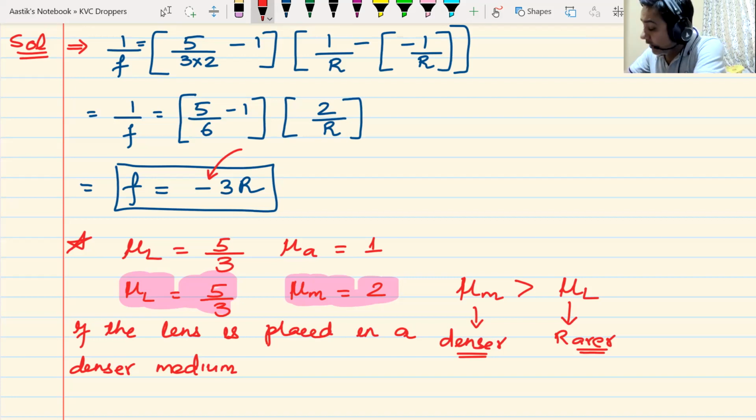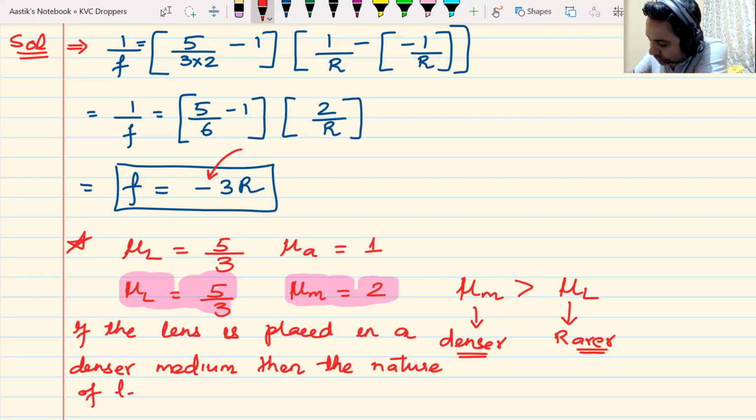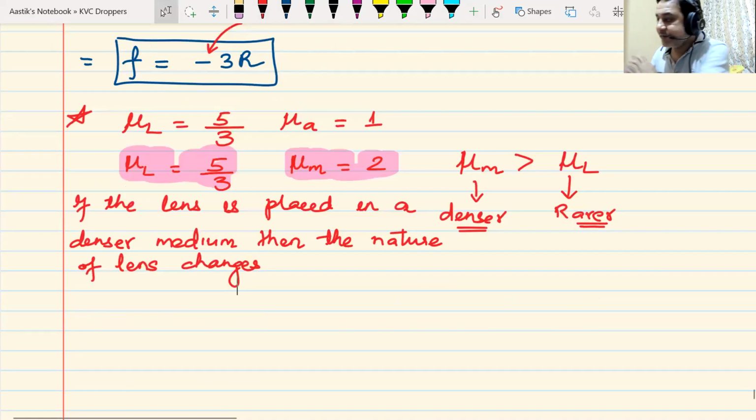If the lens is placed in a denser medium, then the nature of the lens changes. That is the statement that we are looking at. When I say the nature of the lens changes, what do I mean by that?